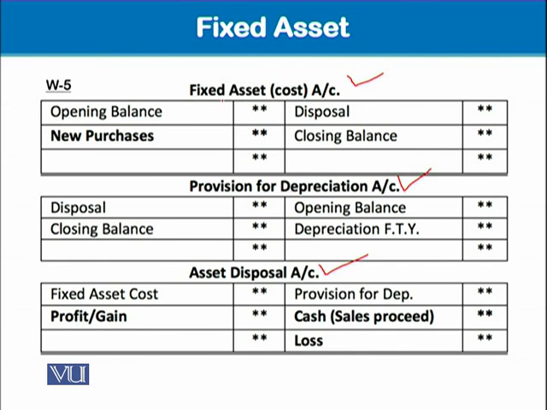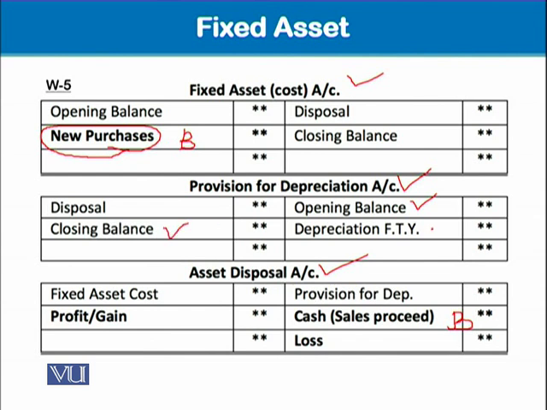So exactly the same fixed asset account, provision for depreciation account, and asset disposal account will be prepared. And this time we'll be focusing on the balancing figure, which will be for purchases of fixed asset. This is the balancing figure this time, because the rest of the information will be given to us. Opening balance of provision for depreciation would be given. Closing balance of provision for depreciation would be given.